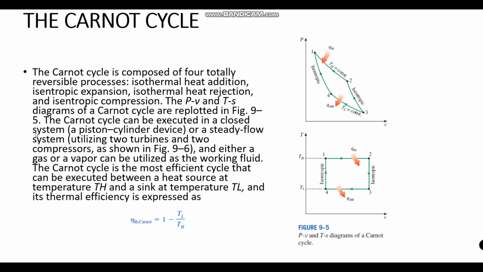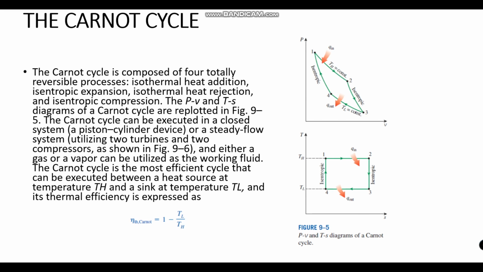The Carnot cycle is composed of 4 totally reversible processes. Well, real cycles are not reversible, but here they are reversible, right? That means that the cycle is ideal.